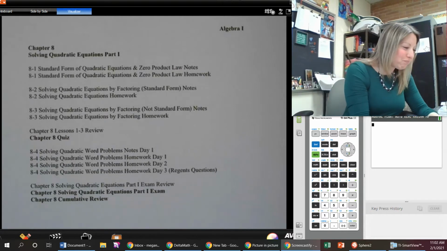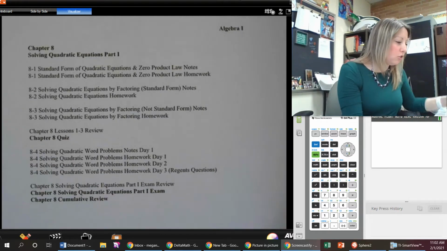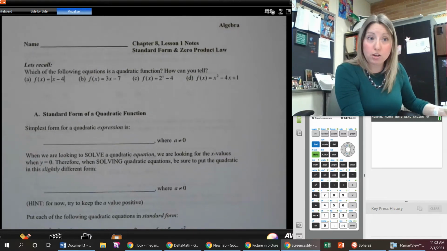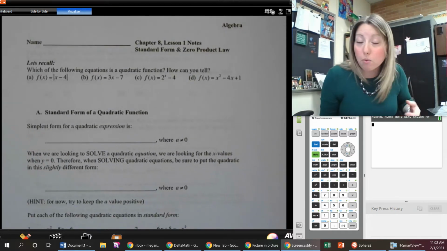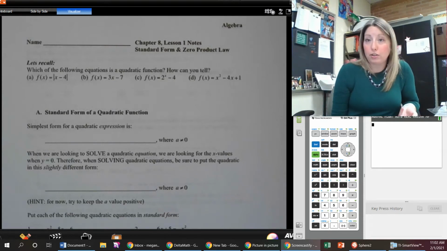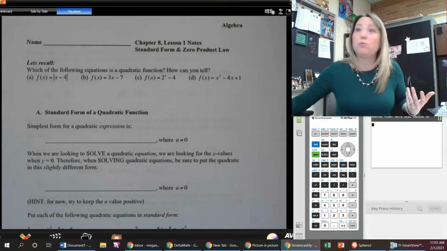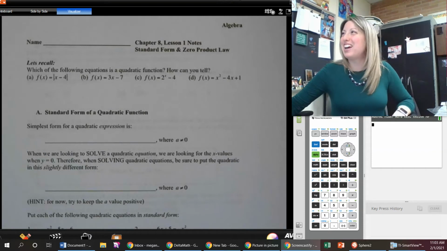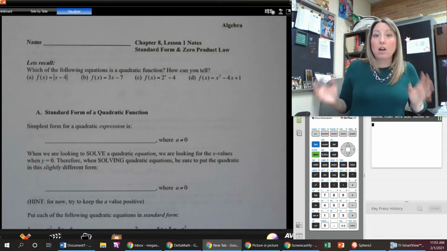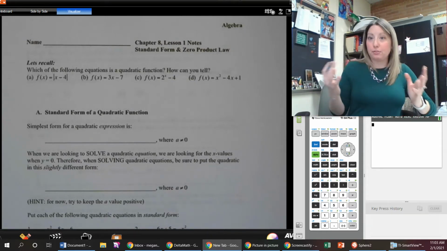All right. So before we can do that, we need to talk about standard form of a quadratic equation, how we can tell when we have a quadratic equation, and something called the zero product law, which actually is exactly what you think it's going to be. Okay, so there we go. Let's talk about how we know we have different functions.